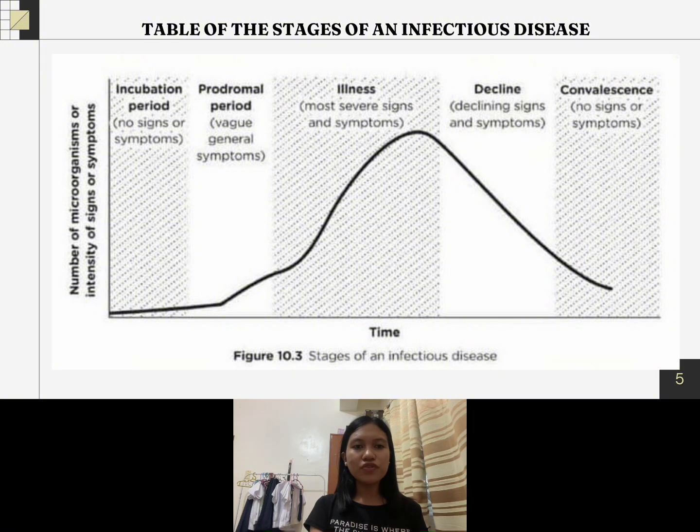Next, illness. Ito yung most severe na signs. Ito na yung pinaka-specific na sign ng disease. Next, decline. Ito na yung bumabalik na siya sa normal na condition. Lastly, convalescence. Ito na yung nakabalik na siya sa normal na condition. There is no sign or symptoms.